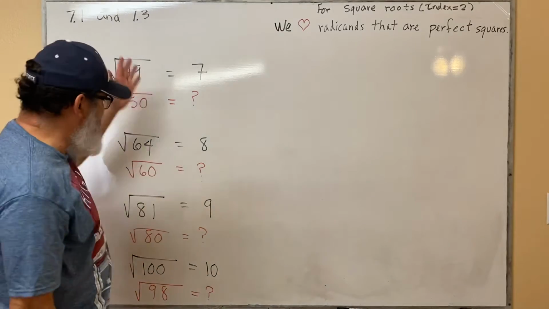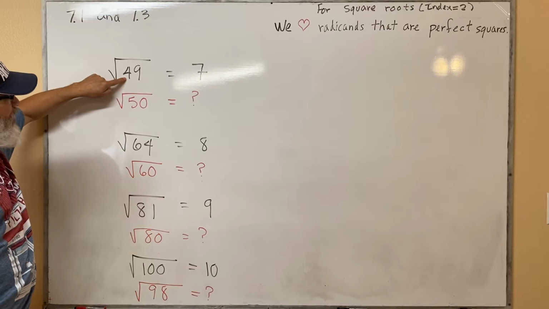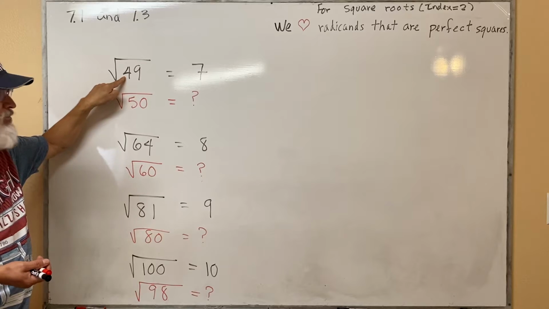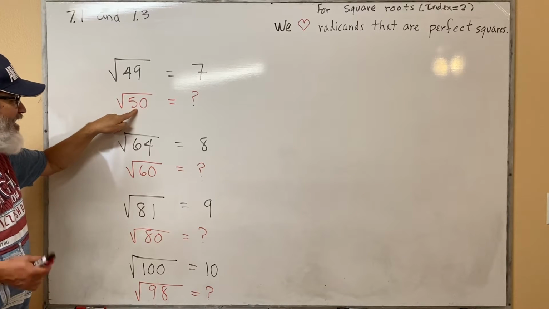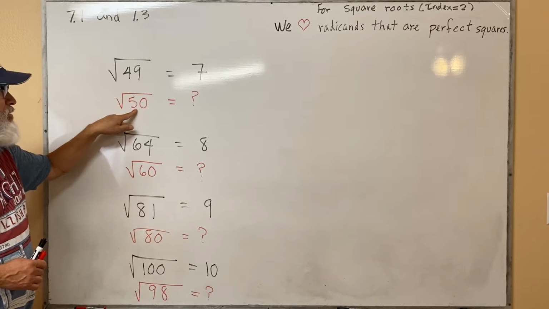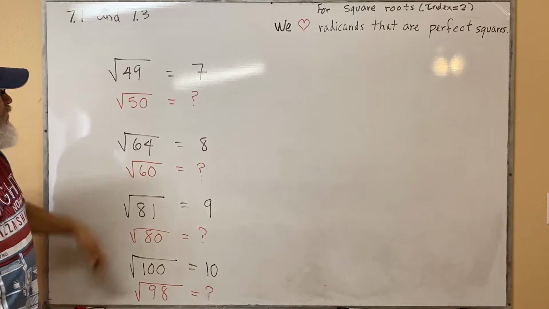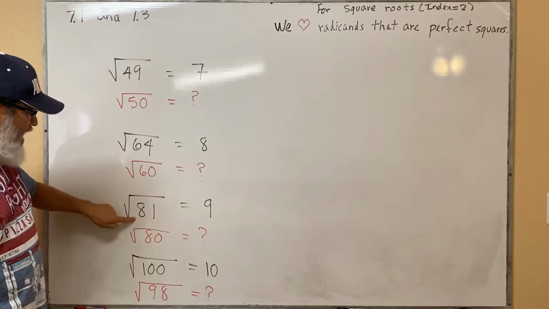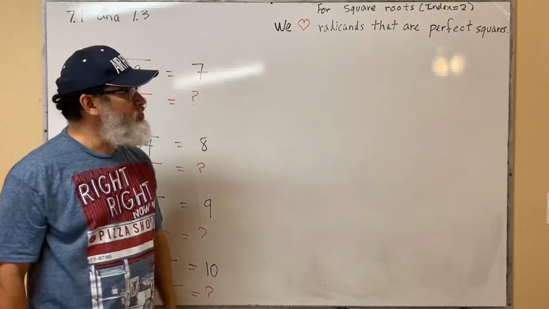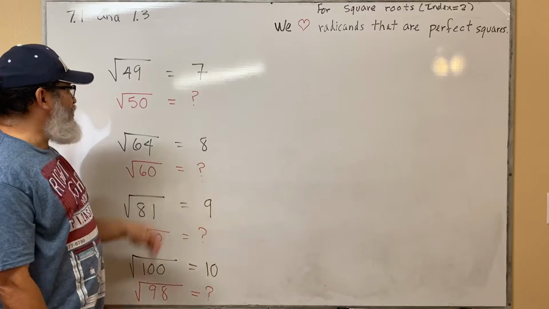So it seems to me, if you look at all of this, whenever the radicand is a perfect square, we have confidence. We love them. But if the radicand is not a perfect square, our confidence is gone. So we love radicands that are perfect squares. We love this one, we love this one, we love that one, and we love that one. That's what that is saying. Let me show you what to do about this one.